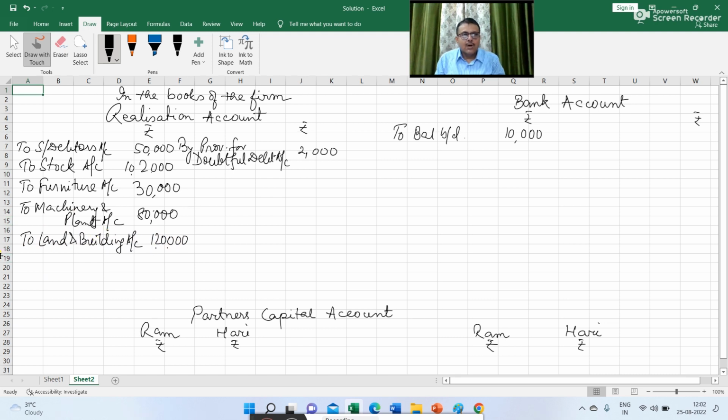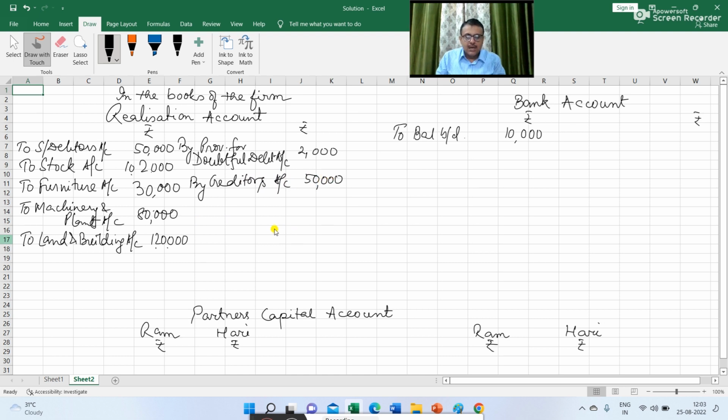So now we have to come to the liability side of the balance sheet. So the first item is given as the creditors. So I am writing here in realization account by creditors. So the journal entry is creditors account debit to realization account. So on the credit side of realization account, I am writing by creditors 50,000.